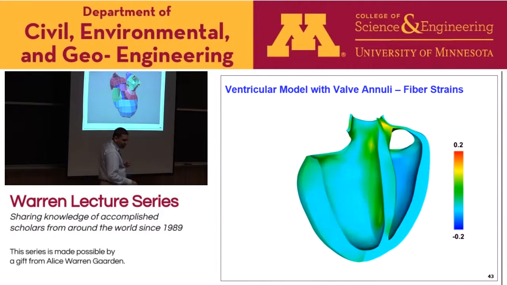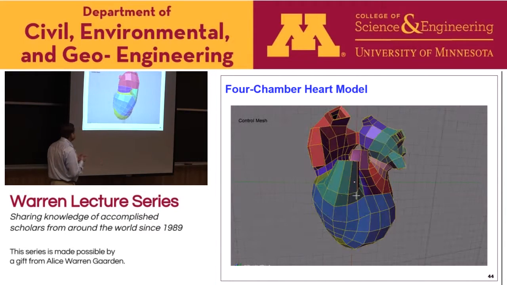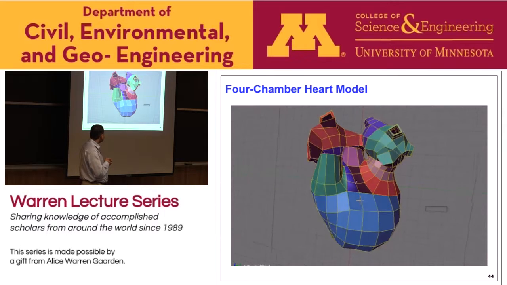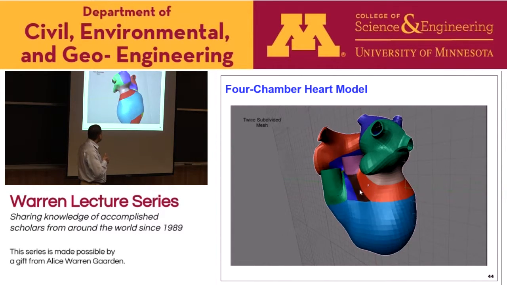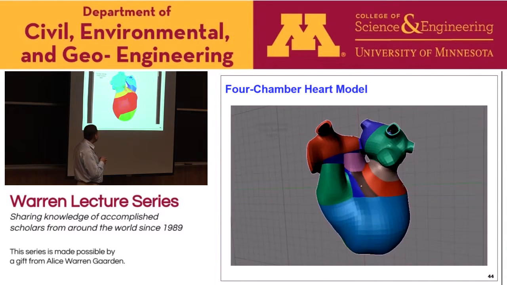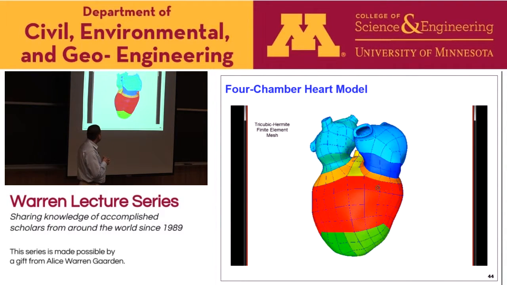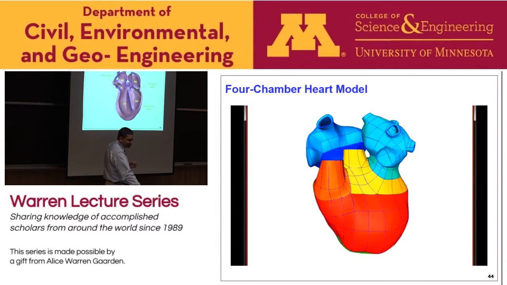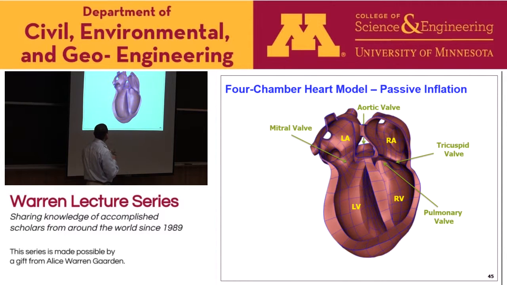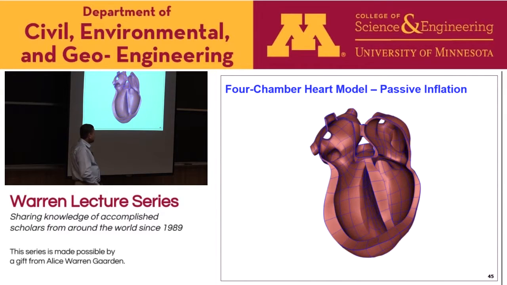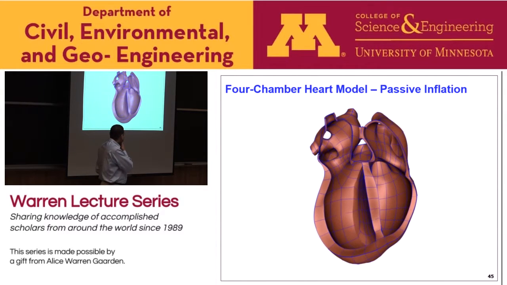And going further, we were able to do more complicated systems. So this is a 4-chamber heart model, which one of my students is working on right now. Basically, that was the control mesh. This is the twice subdivided mesh, which we then use to estimate derivatives, and then this is the cubic Hermite mesh of the same heart model. And then this is just a simulation of a passive inflation or filling, and you can again see that it's possible, and hopefully my student is working on doing a full beat simulation on this.